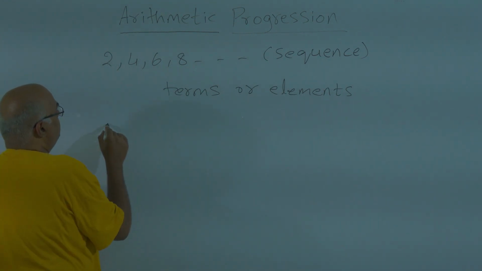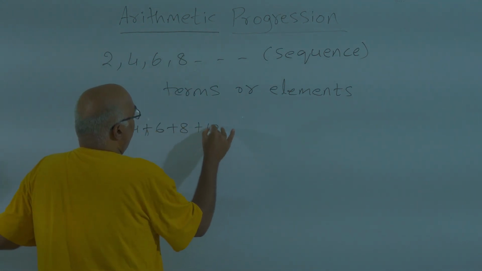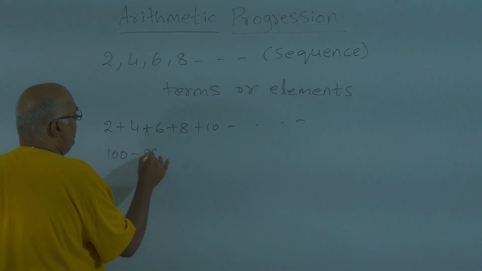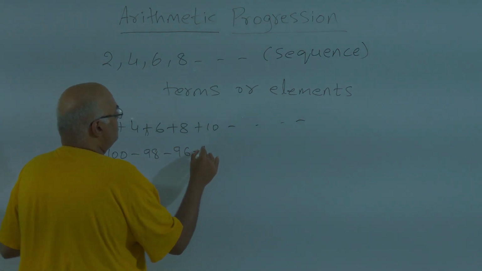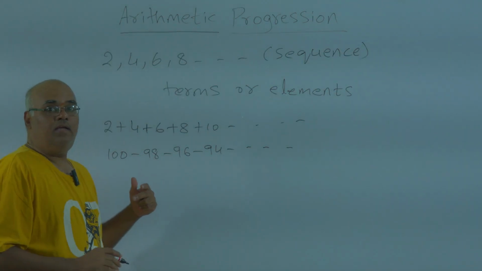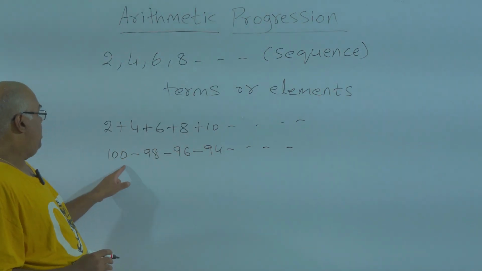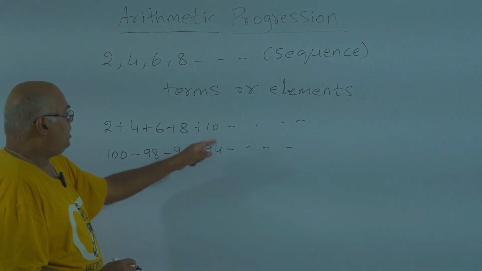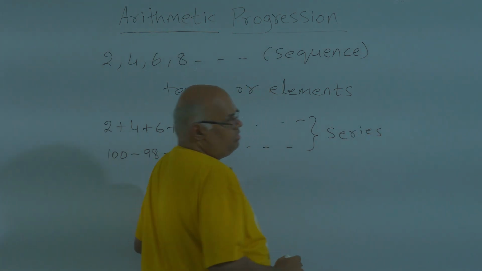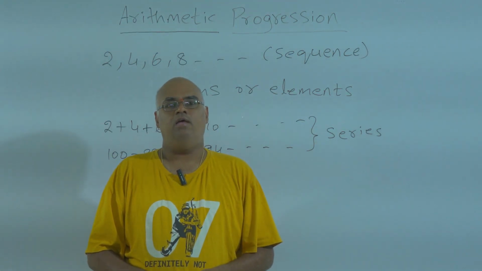For example, I write the same sequence as 2 plus 4 plus 6 plus 8 plus 10 and so on. Or I can say 100 minus 98 minus 96 minus 94 and so on. These two are also a type of sequence. But here the elements are connected by a plus sign, and here by a minus sign. So these kinds of sequences we can call a series. A series is nothing but a sequence of numbers in which the elements are connected by either a plus sign or a minus sign.